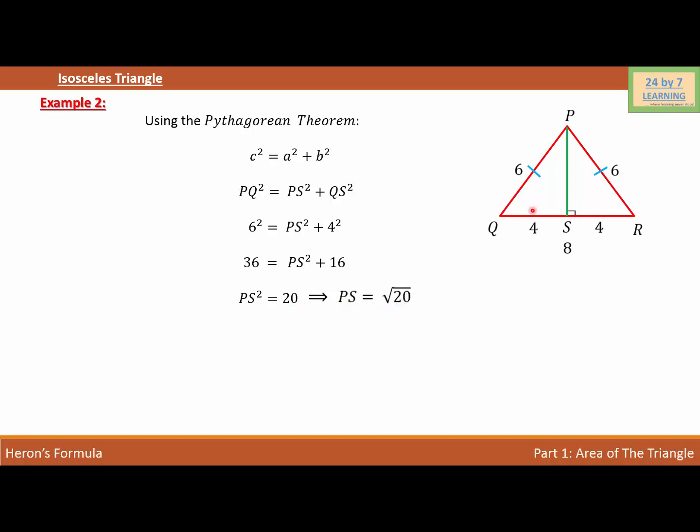Now let's find the area of this triangle. The area of this triangle is given as A equals 1 over 2 times base times height. My base is 8 and height is root 20. If I simplify this, I will get the area of the triangle as 4 square root of 20. So basically, this is the area of this isosceles triangle.